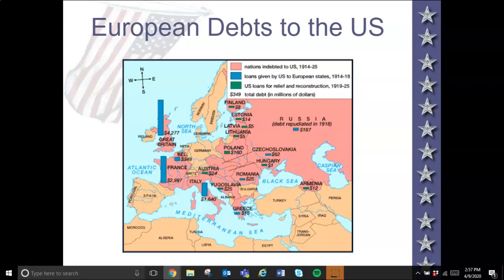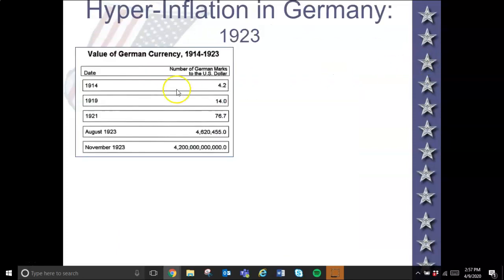You can see a quick little chart here of how much each country owes us, with a combined total of $349 million, which, if you think of 1918 or 1920 dollars, is a ton of money, right?